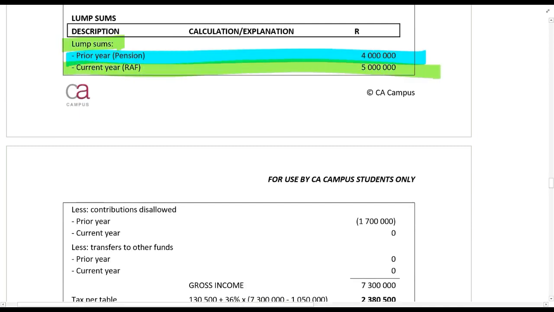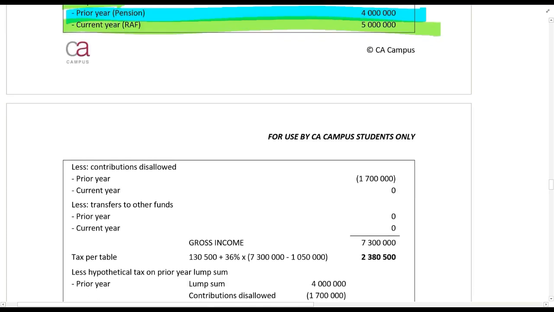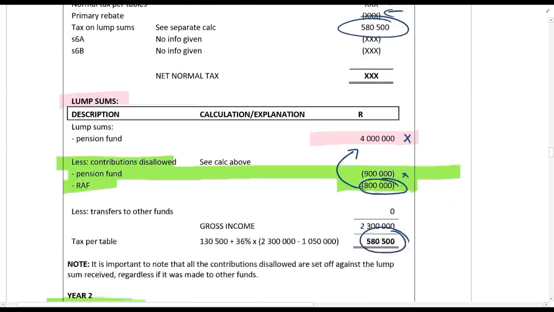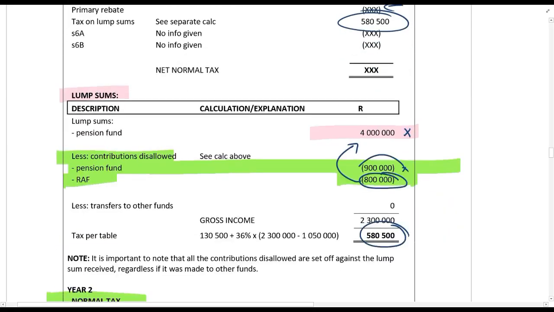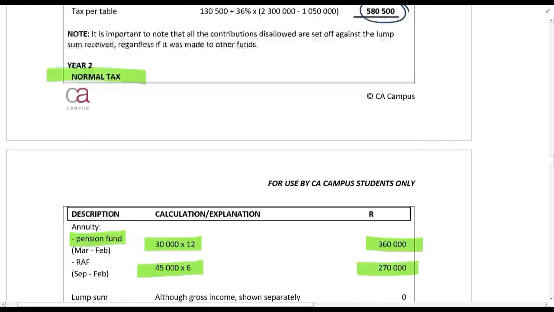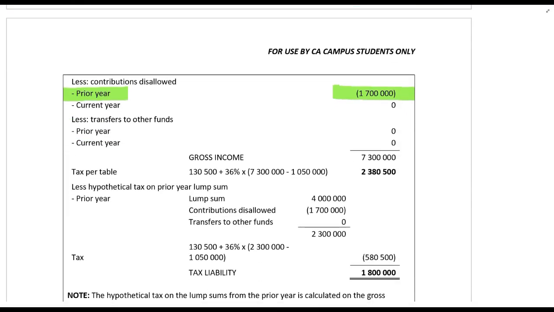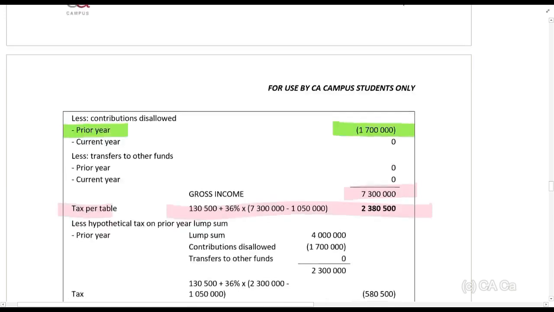Prior year, there's the pension amount. Contributions disallowed, prior year was 1.7 million rands. Where did that come from, guys? If I take you back to year 1, the contributions disallowed there in year 1, the 900,000, 800,000, added up, 1.7 million rands. That is why we are seeing that deduction there. Now, make sure that you see, you calculate your tax per your gross income, calculate your tax per the retirement table.